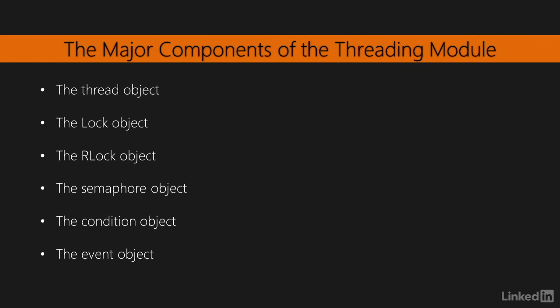The major components of the threading module are: 1. The thread object. 2. The lock object. 3. The rlock object. 4. The semaphore object. 5. The condition object. And 6. The event object.